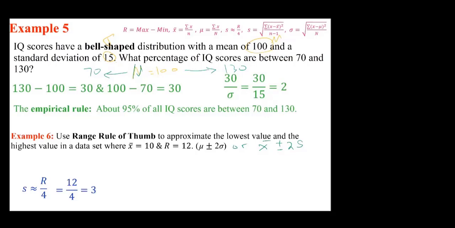So X bar plus minus 2s gives us the answer. 10 plus minus 2 times 3. So 10 minus 6, 10 plus 6, and that gives us the low of 4, high of 16. So this is the empirical rule and range rule of thumb, which refers to starting from the mean, you go 1 standard deviation, or 2 standard deviations, or 3 standard deviations, what happens? The 2 standard deviation is considered a range rule of thumb and good enough for most everything.